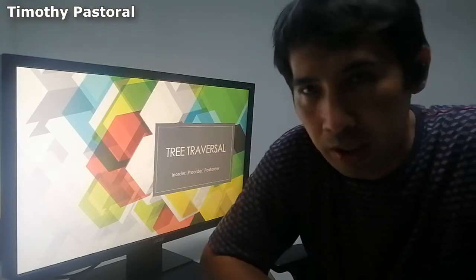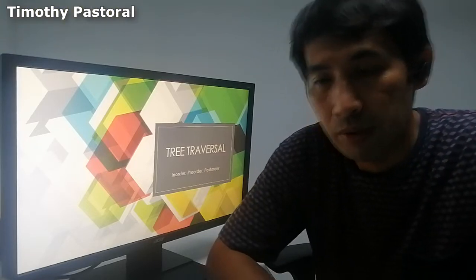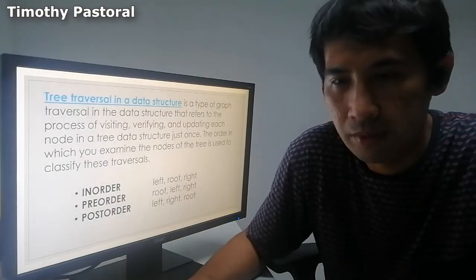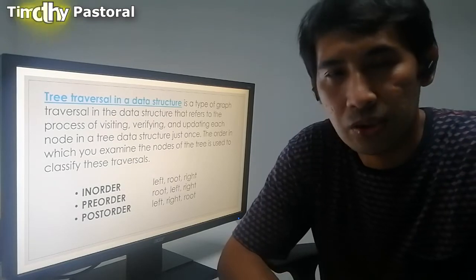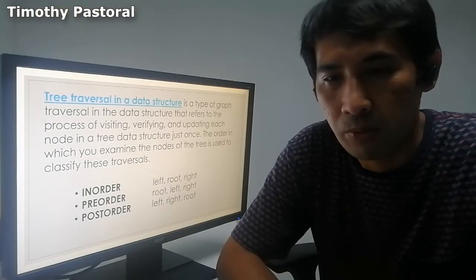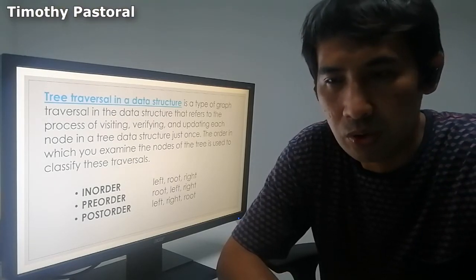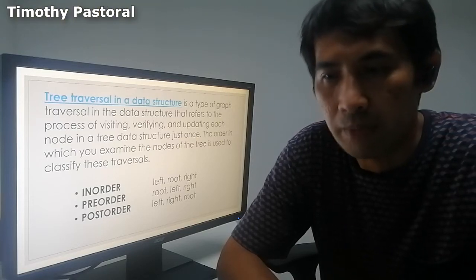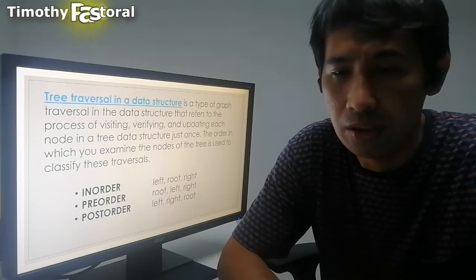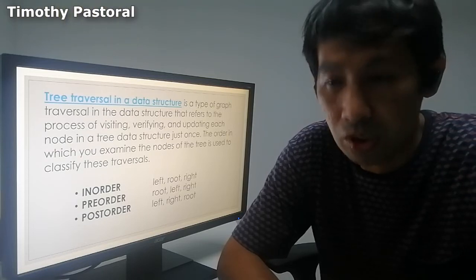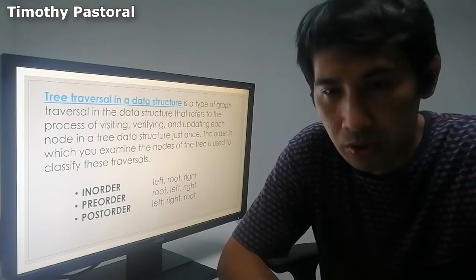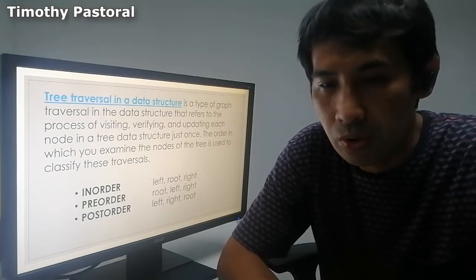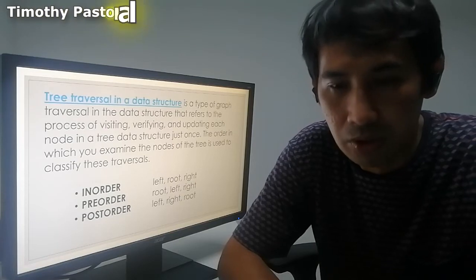But before we go into our solution, let's first define what tree traversal is. Tree traversal in a data structure is a type of graph traversal that refers to the process of visiting, verifying, and updating each node in a tree data structure just once. The order in which you examine the nodes of the tree is used to classify these traversals.